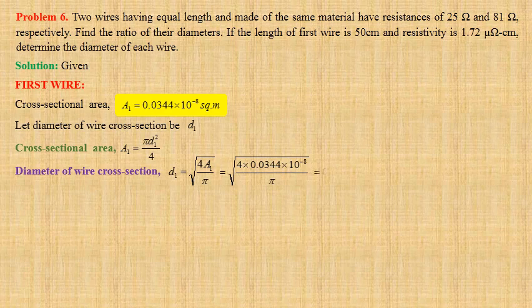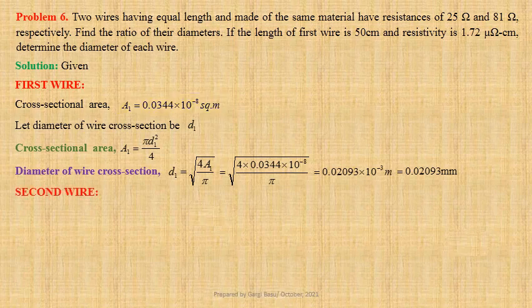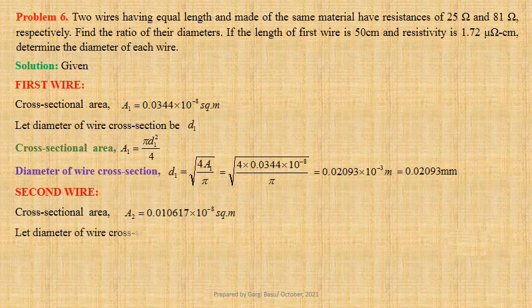That gives us 0.02093 into 10 to the power minus 3 meter or 0.02093 millimeter. For the second wire, we have obtained cross-sectional area A2 equals 0.010617 into 10 to the power minus 8 square meter. Let the diameter of wire cross-section be D2.